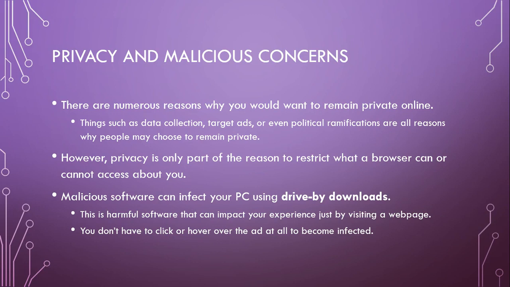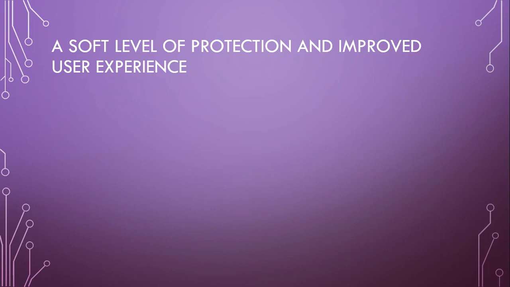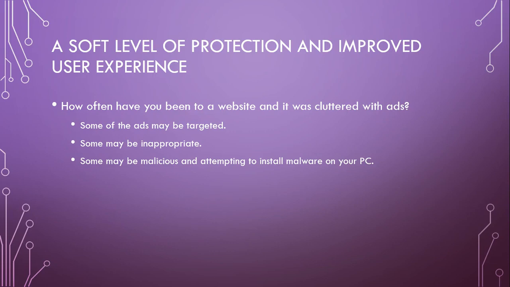All right, so let's just discuss how you can have a soft level of protection and an improved user experience. Because obviously privacy is an important thing, but protecting my PC is pretty important as well. How often, let's just say, have you been to a website and you find it cluttered with ads? Some of those ads might be targeted towards you based upon your search history, based upon maybe what you shared on social media, maybe it's things that you bought. Some of the ads might be inappropriate. It could be something that's totally not related to you, and it'll be an inappropriate ad there.